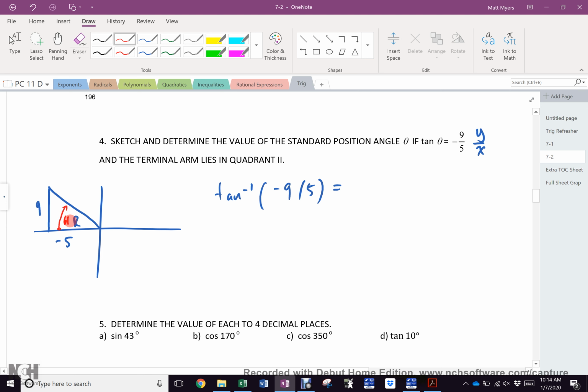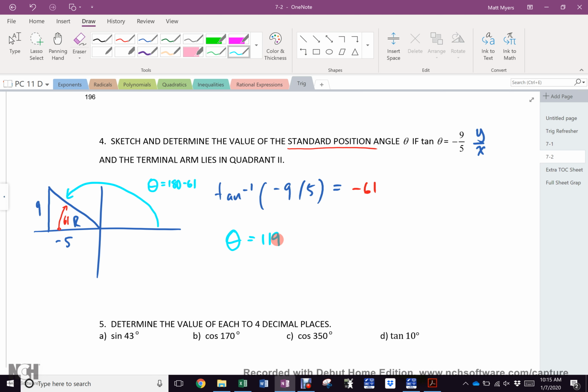But that's not the actual angle, is it? Because I want the standard position angle. So what is that? This side. What is it? Theta equals 180 minus 61, which is 119. Is everybody cool?